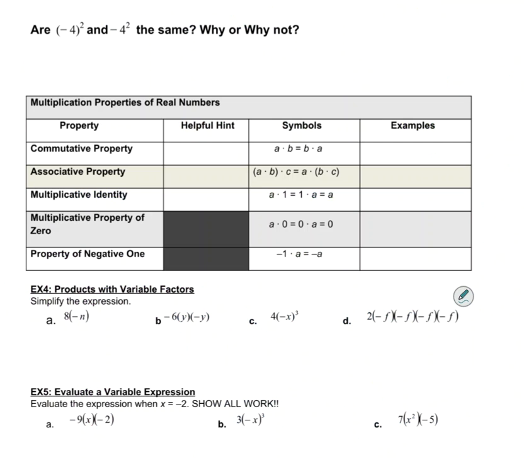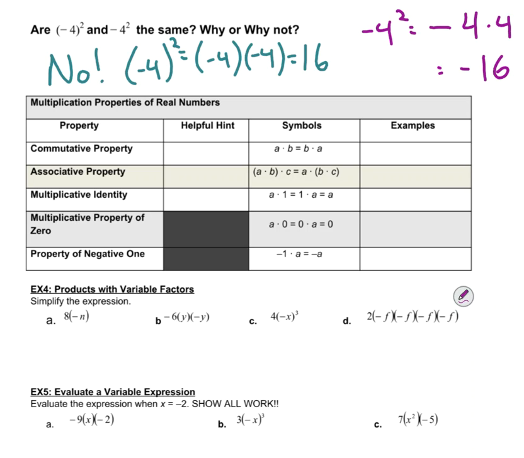So next page, turn that page. Are negative 4 squared and negative 4 squared the same? Why or why not? Take 1 minute and prove why these are the same or not the same. So starting now, please pause this video. Okay, here's the solution. Take a look. And let's not dwell on this one too long.